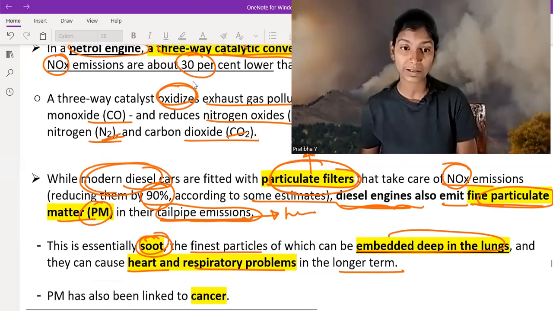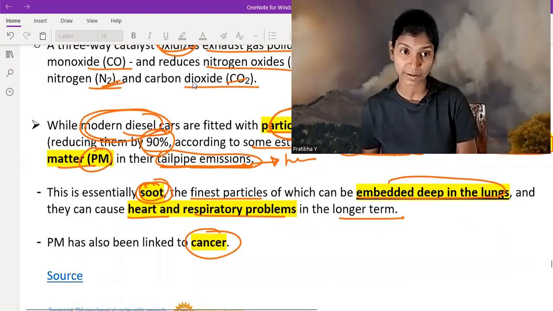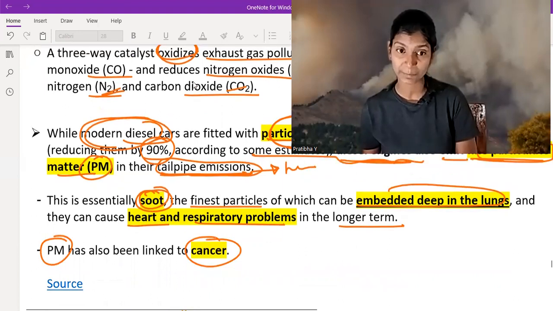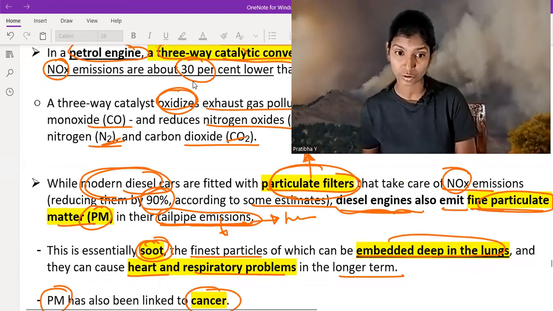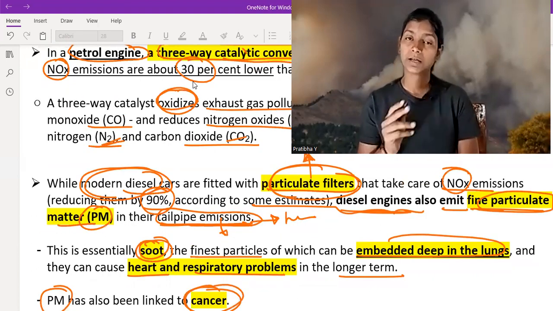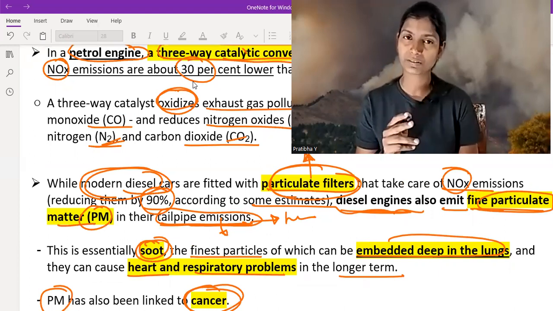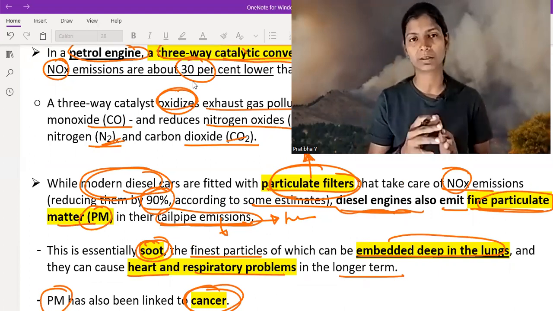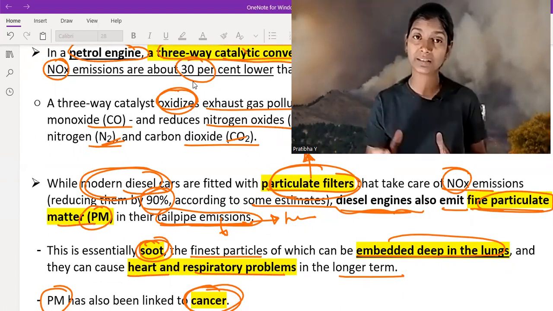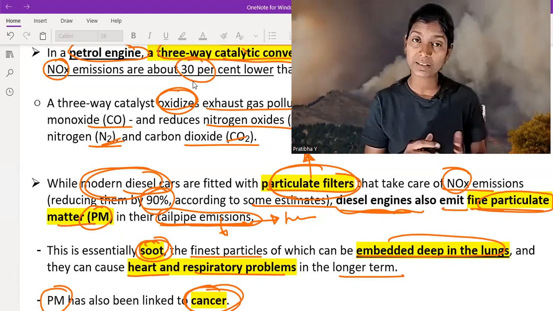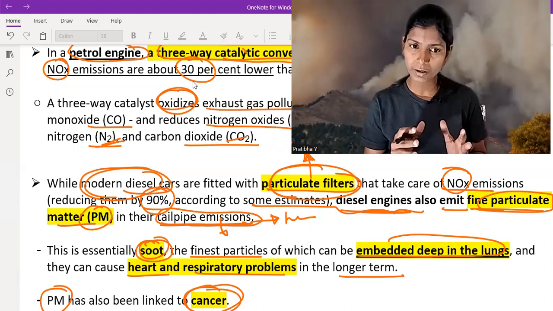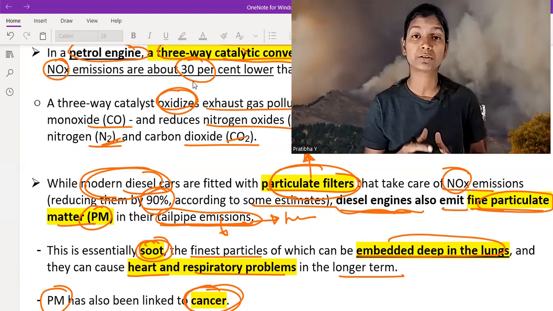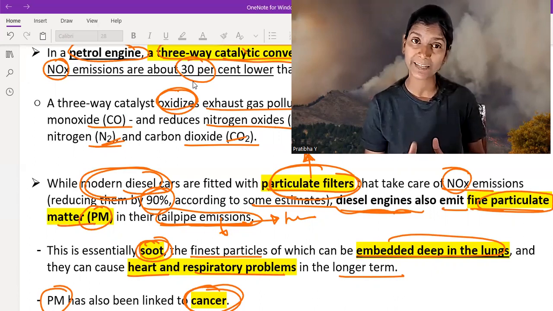PM has also been linked with cancer. So this particulate matter, which is emitted from the tailpipe of diesel engines, is also a cause of cancer. So remember, the NOx emitted from a new petrol engine is 30% less than that from the diesel engine. But modern diesels are fitted with a particulate filter, which reduces the NOx by up to 90%.